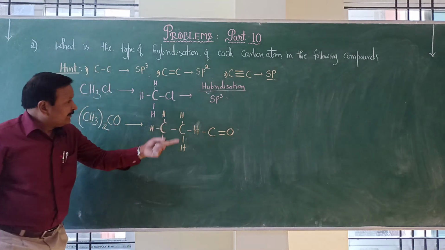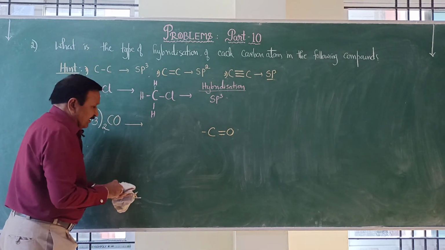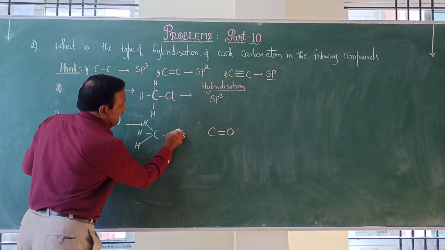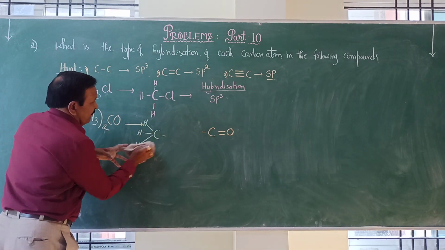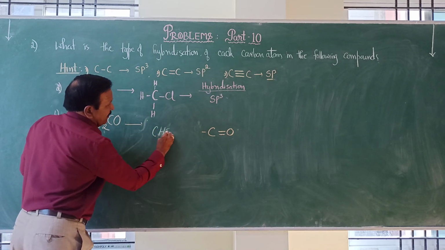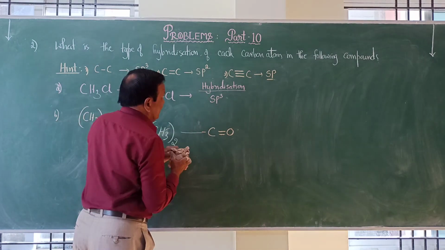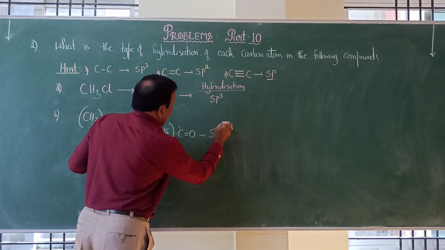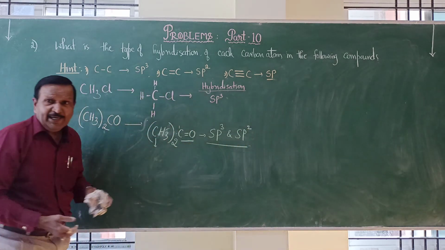So this cannot be written like this. Because this is CH3 twice CO, we should write it like this: CH3, and again CH3, and C double bond O. In the CH3 carbons only single bonds are present, so the hybridization will be sp3, and the carbon with the double bond to O will be sp2. So sp3 and sp2.